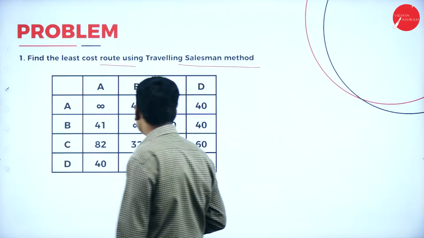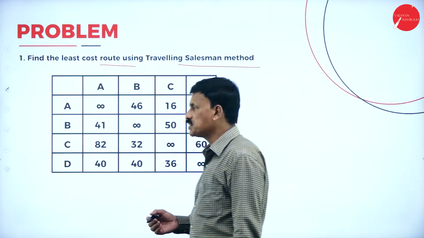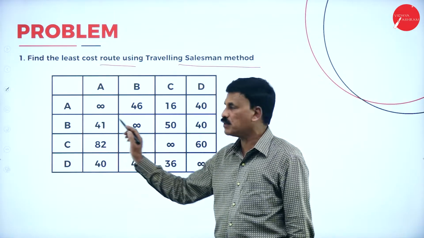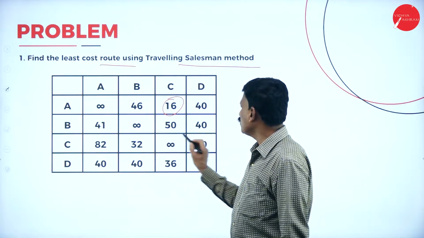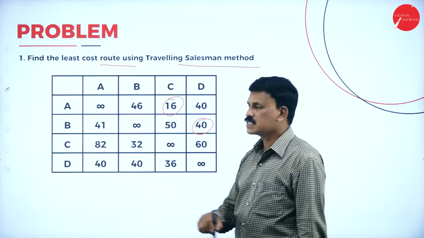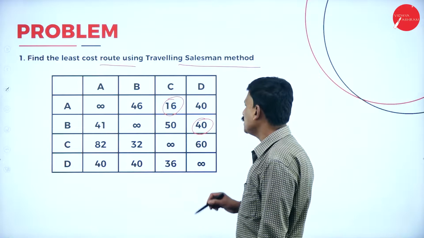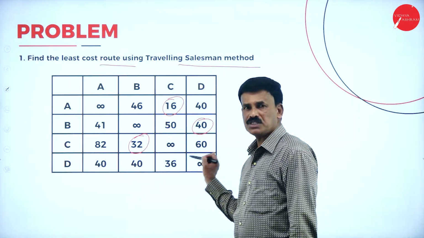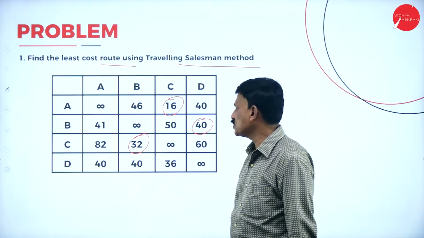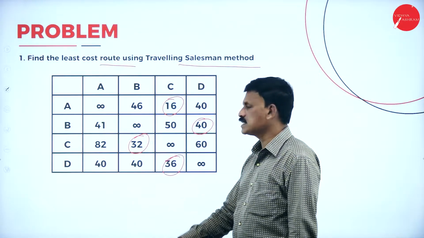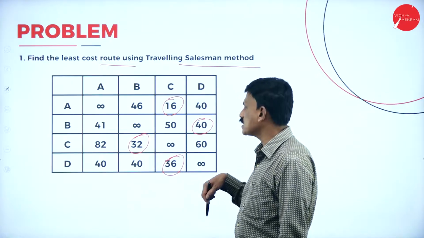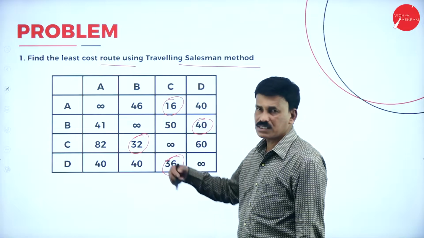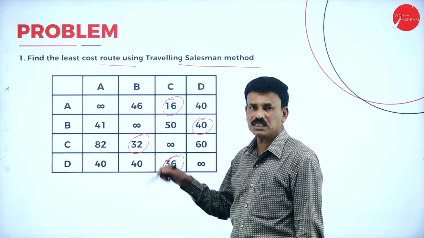Now, let us come to the row minimization. Here the minimum value is 16, subtract each and every element by 16. Next, here the minimum value is 40, subtract each and every element by 40. Here the minimum value is 32, subtract each and every element of this row by 32. Here the minimum element is 36, subtract each and every element by 36. While doing the column scanning, identify the least value and subtract each and every element by that least value.